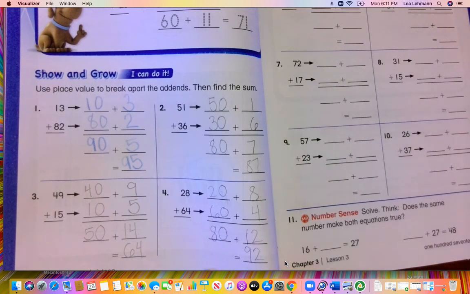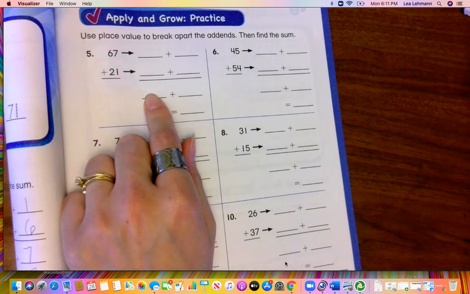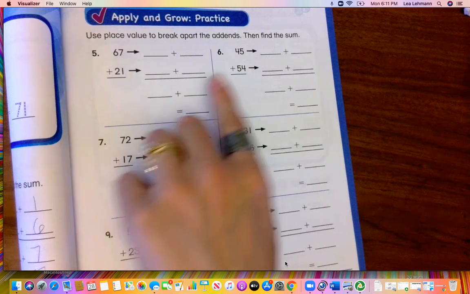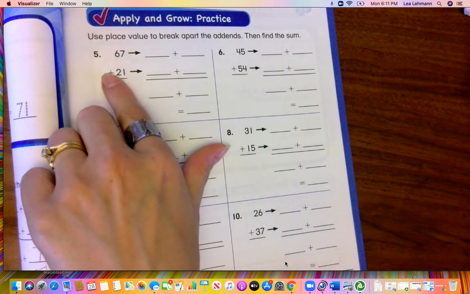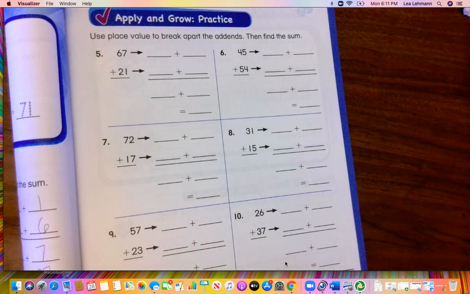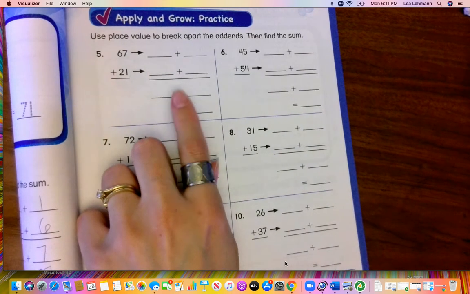Okay. All right, let's go ahead and do the next page. 5, 6, 7, 8, 9, 10. Let's do this last one together, and then I want you to try the rest of them by yourself. All right, so let's try 67 plus 21. Okay, I'm going to do this one quietly, and then you try to work through it.